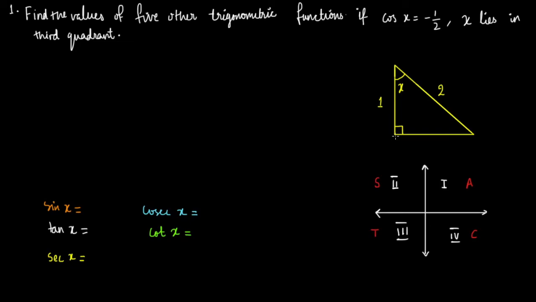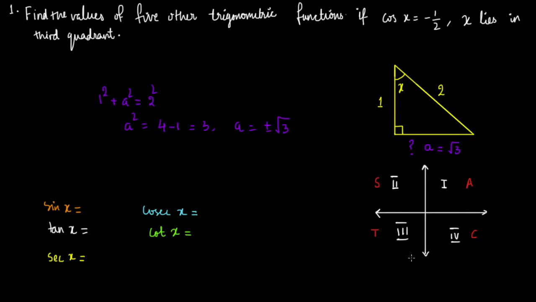So using Pythagoras' theorem, we can find what this third side is, right? So let's just do that. Let's call it some a. So 1 squared plus a squared is equal to 2 squared, or a squared is equal to 4 minus 1, which is 3. Therefore a is equal to plus or minus root 3, right? Since this is a triangle, we'll just consider the positive value. So a is equal to root 3, whatever the unit is.